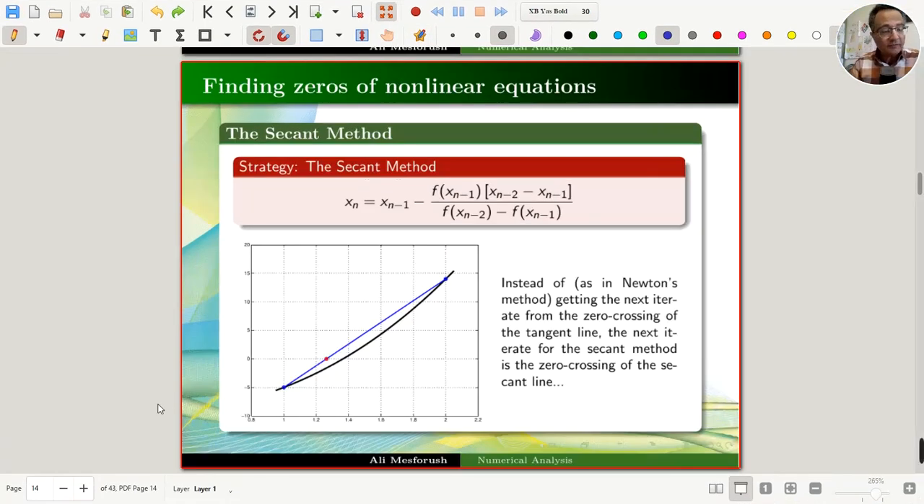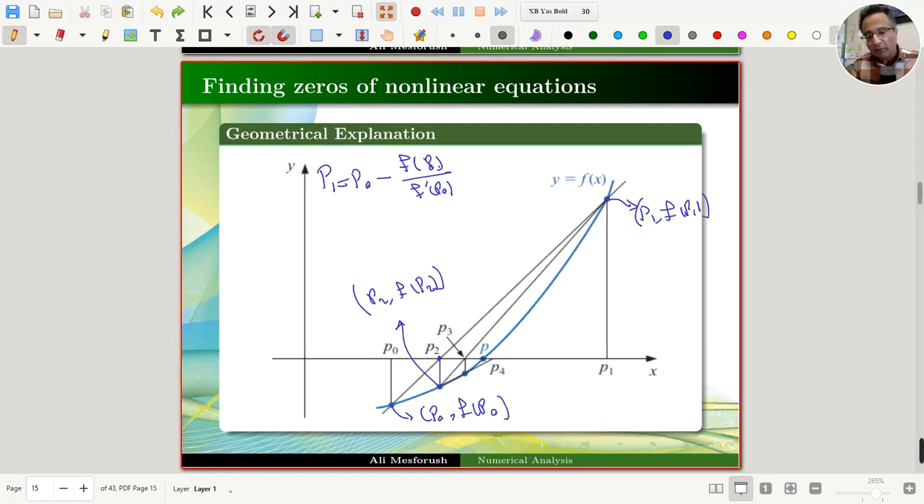In this way, if we continue, we put n equal to 2, so x2 will be computed with x0 and x1. Let me call them p0 and p1, so we can get this picture. We start with p0 and p1 as the initial values, and we get the new point. The new point p2 will be here.